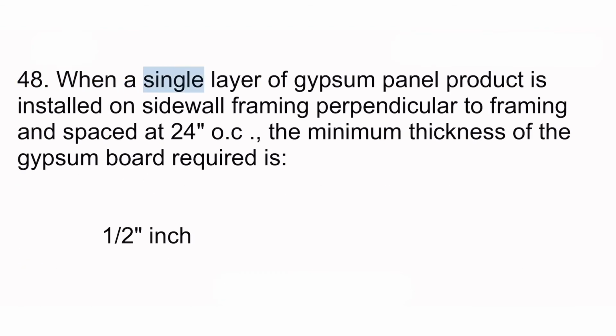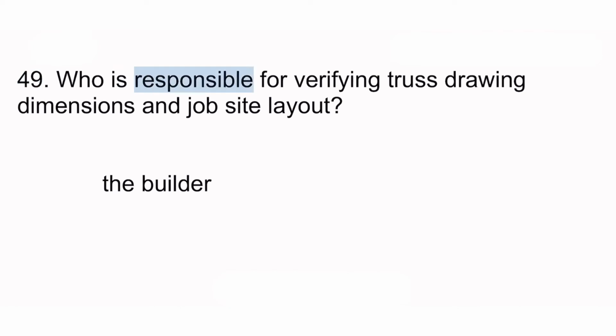48. When a single layer of gypsum panel product is installed on sidewall framing perpendicular to framing and spaced at 24 inches, the minimum thickness of the gypsum board required is 1/2 inch. 49. Who is responsible for verifying truss drawing dimensions and job site layout? The builder.